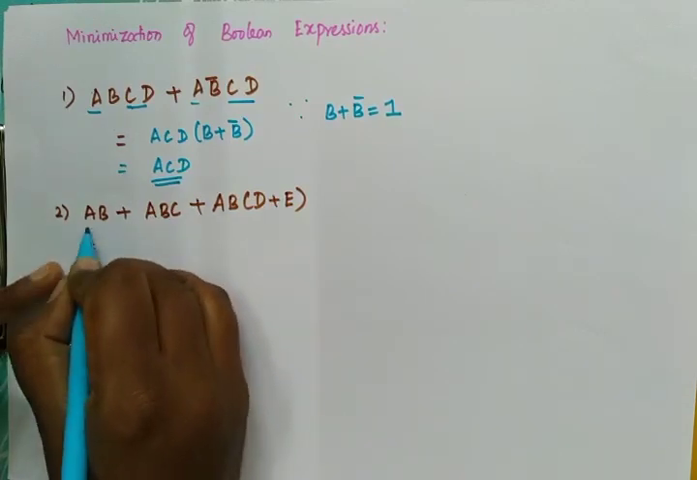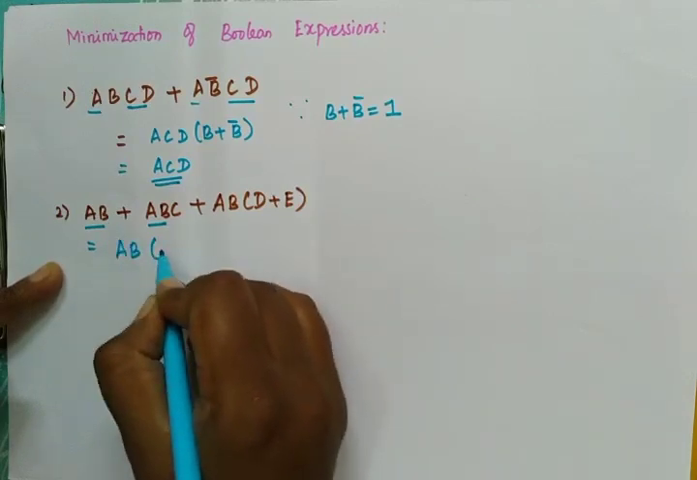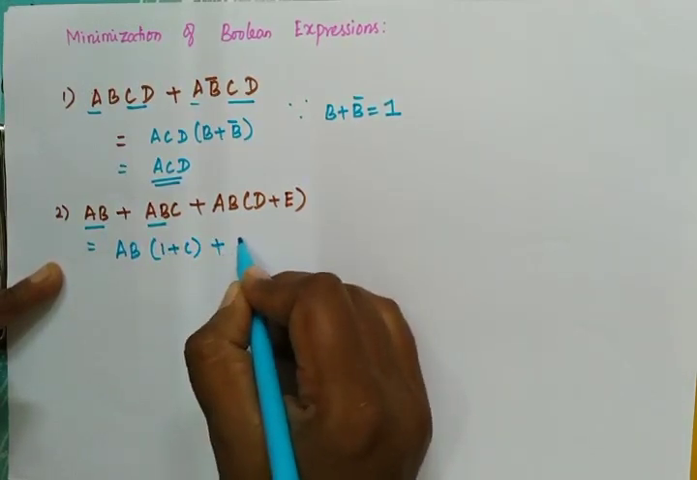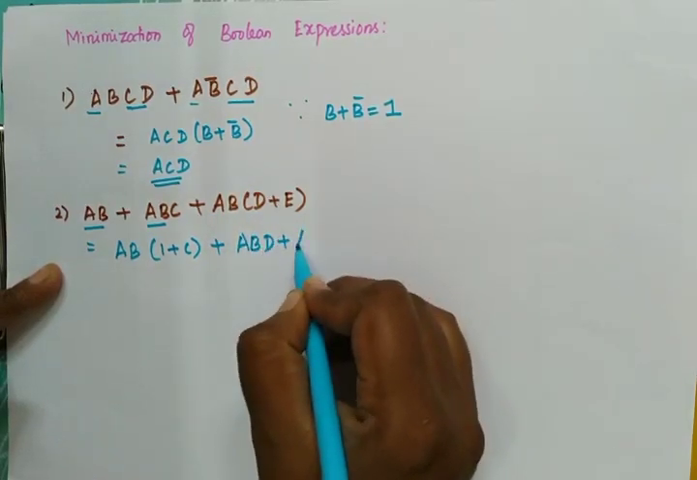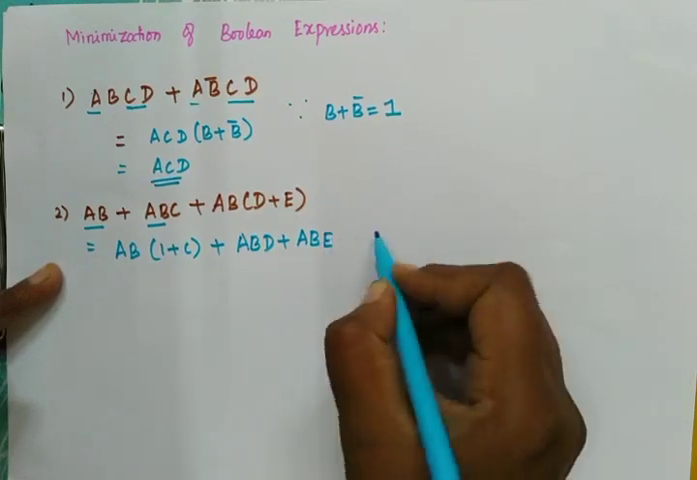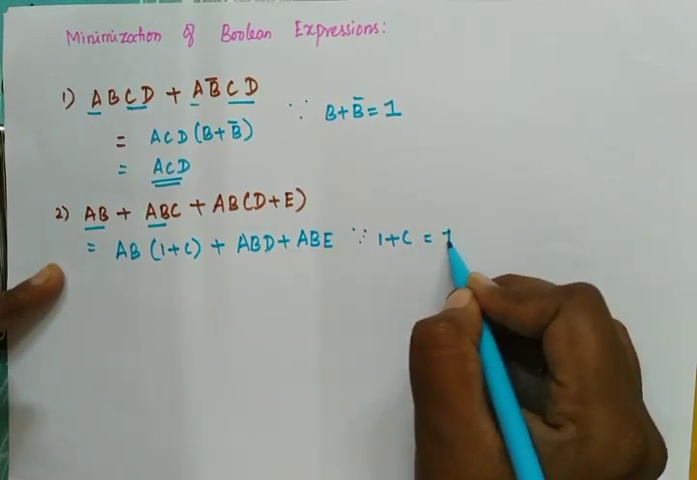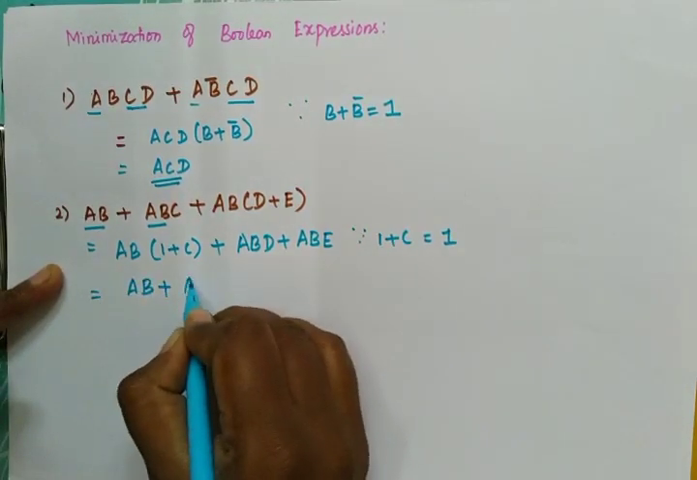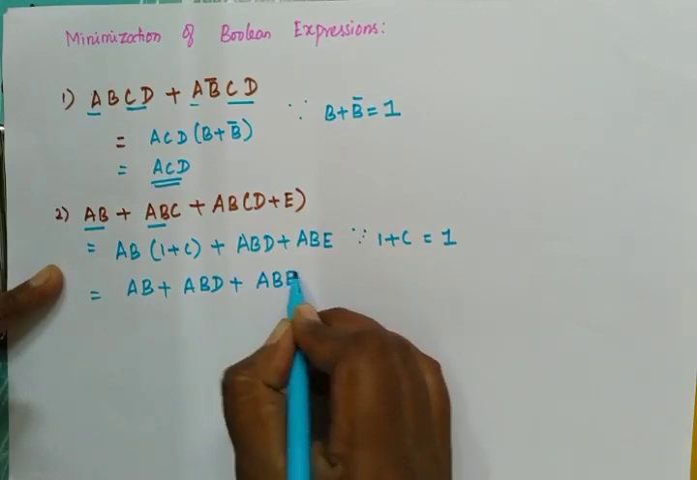So here we have AB as common. Now take this AB as common. Since we don't have AB here, 1 plus C plus, now multiply this, that is ABD plus ABE. And as per rules, 1 plus C will become equal to 1. Therefore, we can write this as AB plus ABD plus ABE.